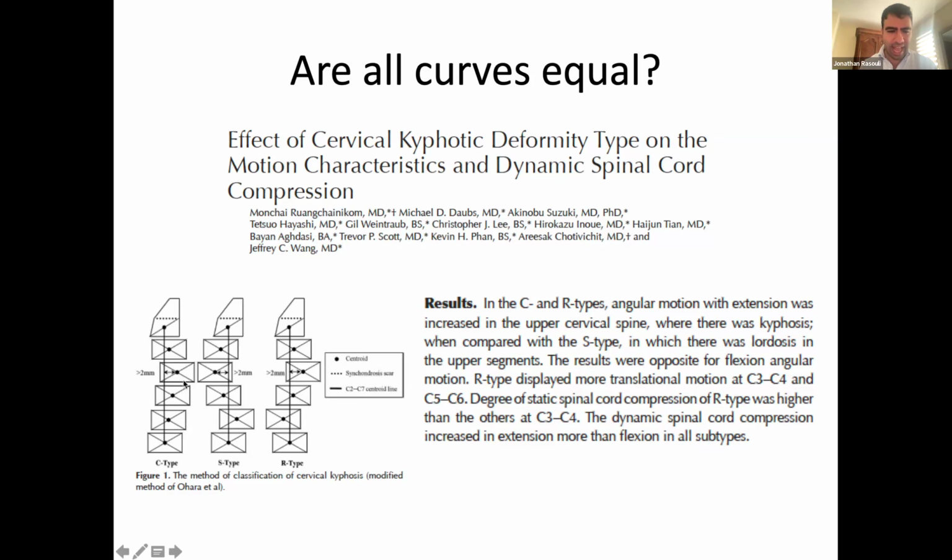In the C-type curve, where the apex is higher up, it was worse as compared to the S-type curve, where there was more of a lower apex. So it just depends on where the instantaneous axis of rotation is and where the center of the apex of the deformity was.